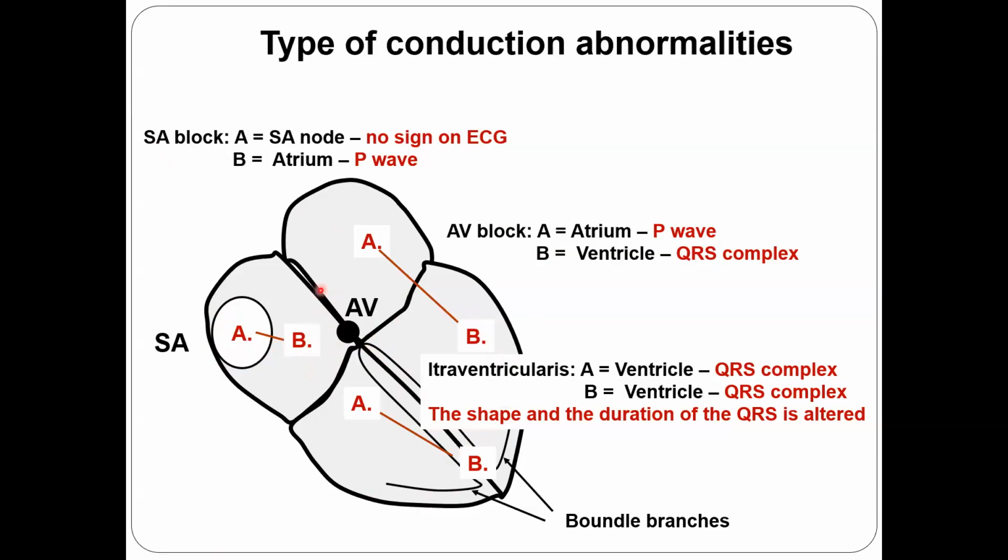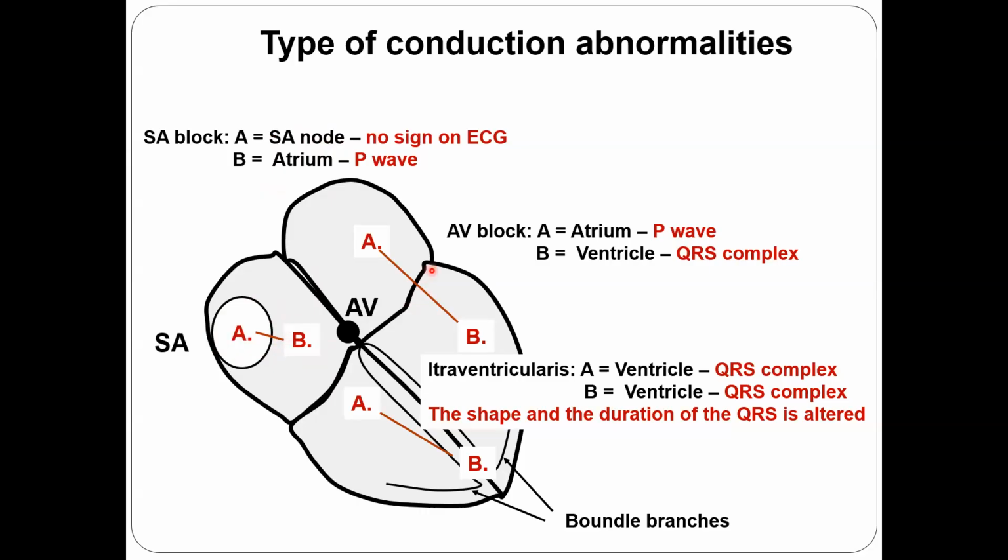Now, one big problem, for example, in the SA block, is that we do not have any sign of the activation of the SA node. There is no sign on the ECG. If you have an esophageal ECG, or you place the electrode directly on top of the heart or close to the SA node, yes, you do see the spike when the SA node is activated. Otherwise you have the ECG only when the atrium is activated. So as you see here, there's no sign of A, but we do see the P wave. So we have to diagnose this one based on the P waves.